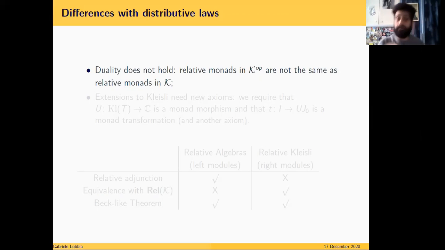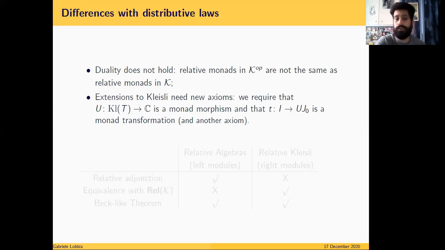And that's the reason, for example, why in the Beck-like theorem for relative distributive laws, I had to prove one part on its own and the second part on its own. Instead, Street, for example, just proves one, and then by duality proves also the other one. But in this case, we couldn't.